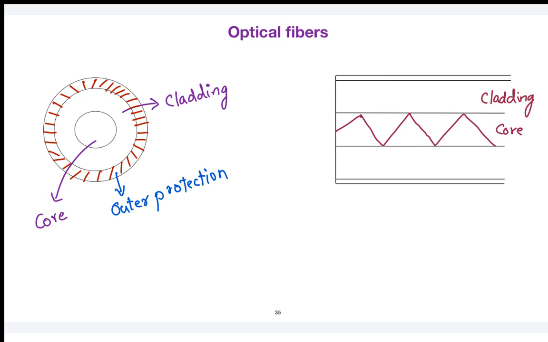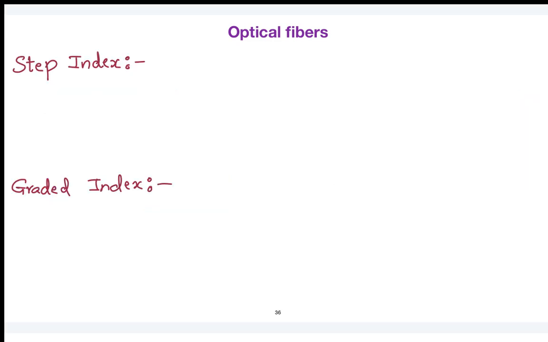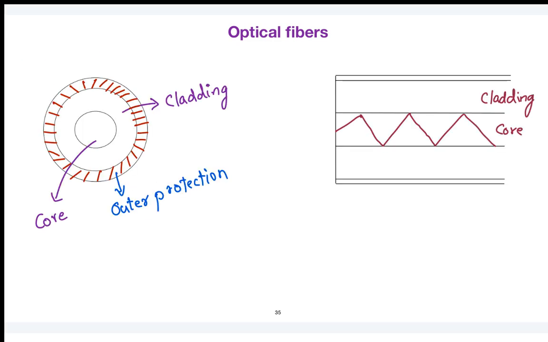Suppose if the refractive index varies from the axis, so let us assume that this is your axis, and in this particular direction, if your refractive index varies, which means you will have a relative permittivity 1 here, relative permittivity 2, relative permittivity 3.